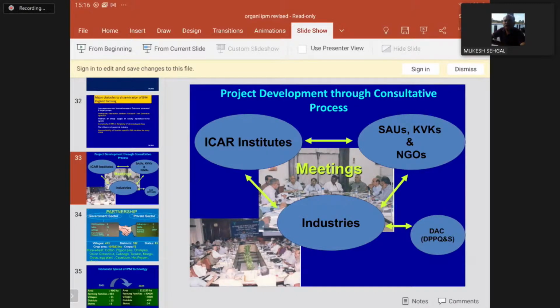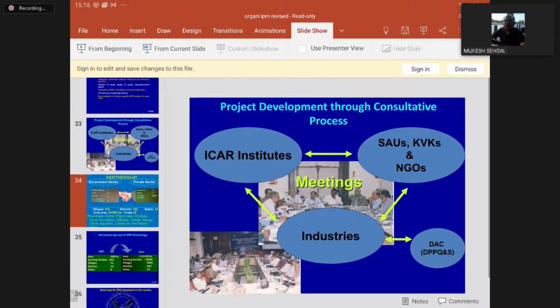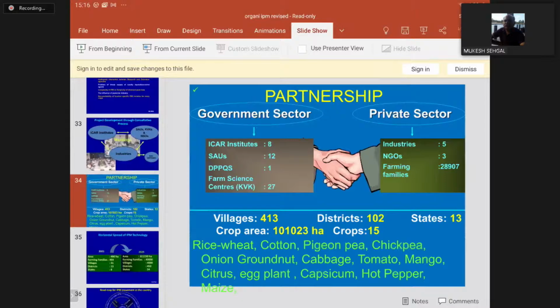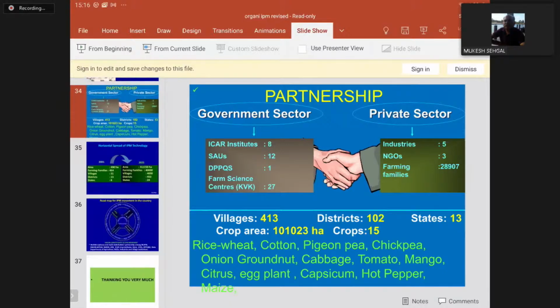Finally, we have to develop, and the farmer, if you want organic, government to be there. I just tell you quickly here, this is IPM. We have done it now, but we have worked with the public sector also. And this is our target.